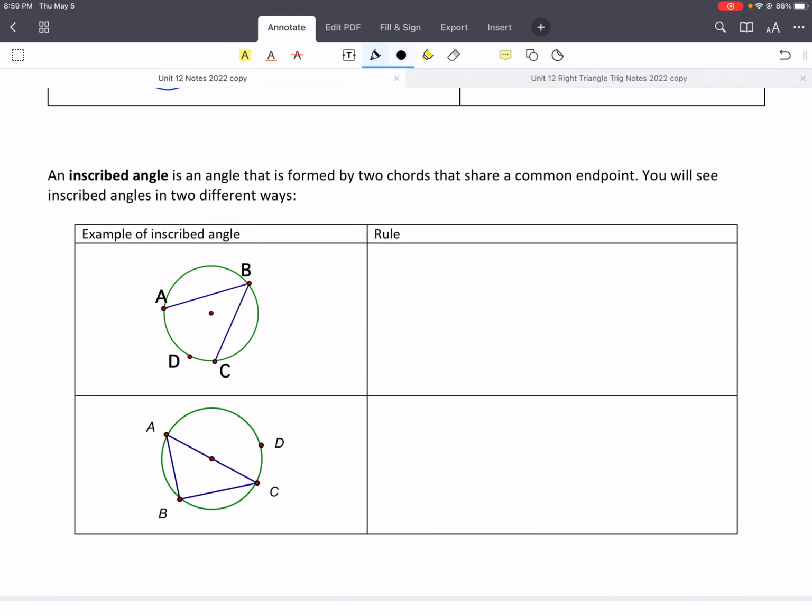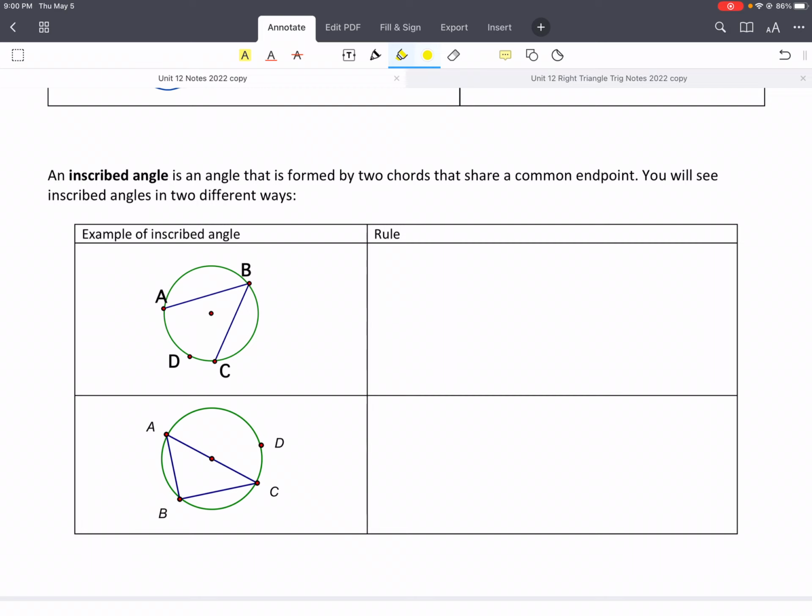Alright guys, so now we're going to look at inscribed angles. The formal definition, as it says here, is an inscribed angle is an angle that is formed by two chords that share an endpoint. Or basically, an inscribed angle is made by any 3 points on a circle. So like for this first example here, you'll see these in two ways.